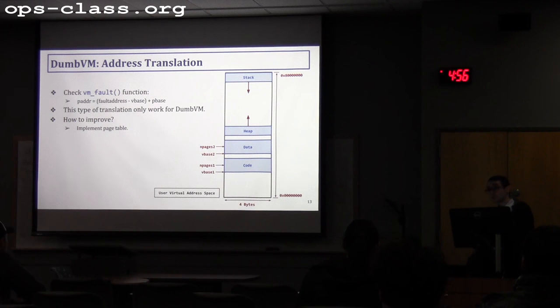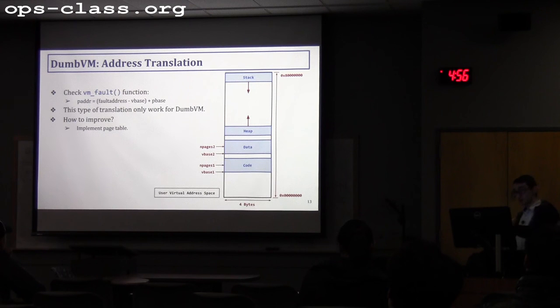Then, once you identify which region the address that generates the fault belongs to, you can compute the physical address. How does the dumb VM do it? This is how it does it. It will take the address minus the vbase, the address should be somewhere here, let's say, and then it will take out the vbase and add the physical base, and it will get the physical address. So this way of translation is only used by the dumb VM. This shouldn't be used by you, so you shouldn't look at this when you implement your address translation.